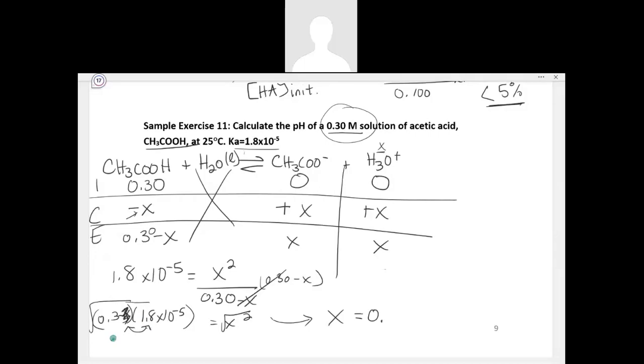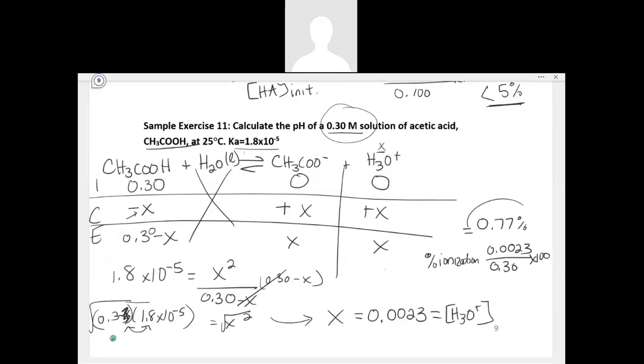That would be, again, 0.3 times 1.8 times 10 to the negative 5. When you take the square root, you get about 0.0023 for your x. This is equal to our hydronium ion concentration. I was excited, I thought we would do a quadratic here, but it looks like we don't have to, because if we check our percent ionization, we'll see that 0.0023 ionized. We divide that by our initial concentration, multiply by 100, and we get a very small percent ionization. So our approximation of that initial concentration of 0.3 is just fine for this problem.